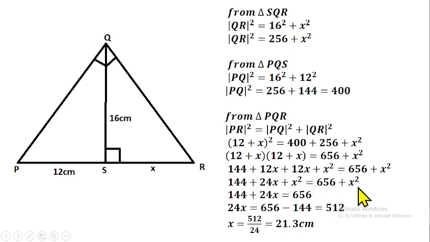Then if I take x squared to this side, we have x squared minus x squared, which gives us 0. Do you understand that? So x squared takes care of x squared here. That means we have 144 plus 24x equals 656. From there, you can take 144 to this side. So you have 24x equals 656 minus 144, which gives us 512. Then our aim is to find x, so you can divide both sides by 24, and that gives us x to be 21.3 centimeters. So that's how we resolve this triangle, looking for the value of x, which is side SR.